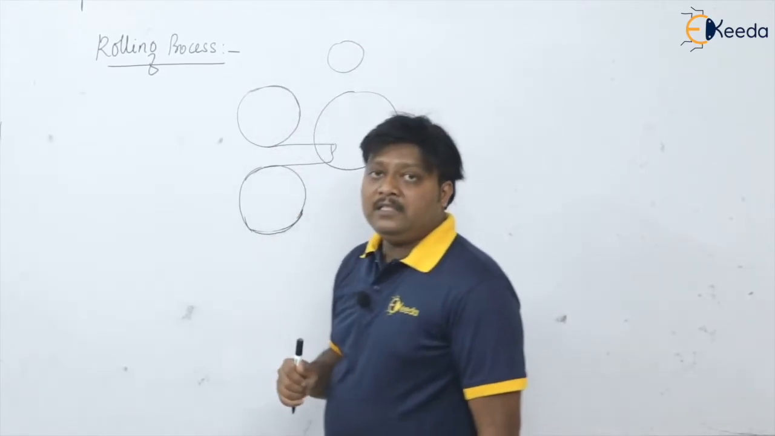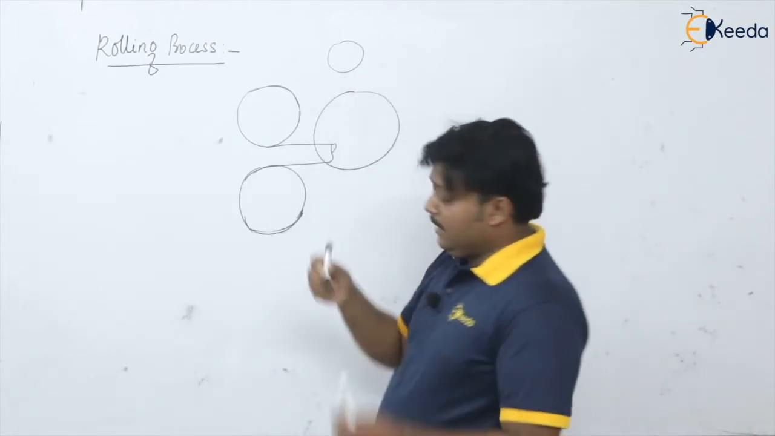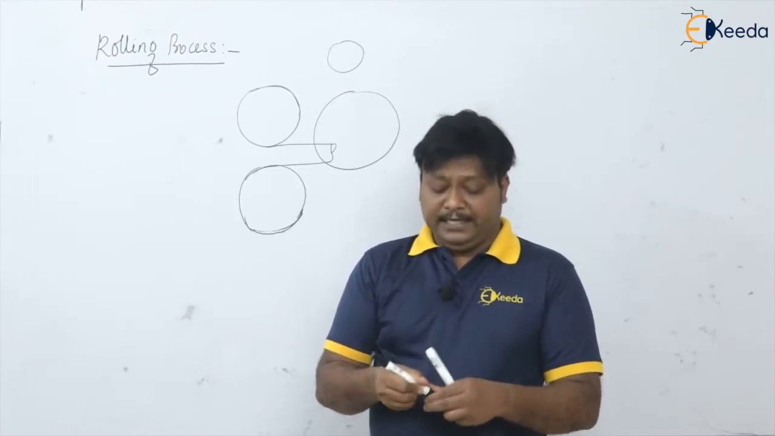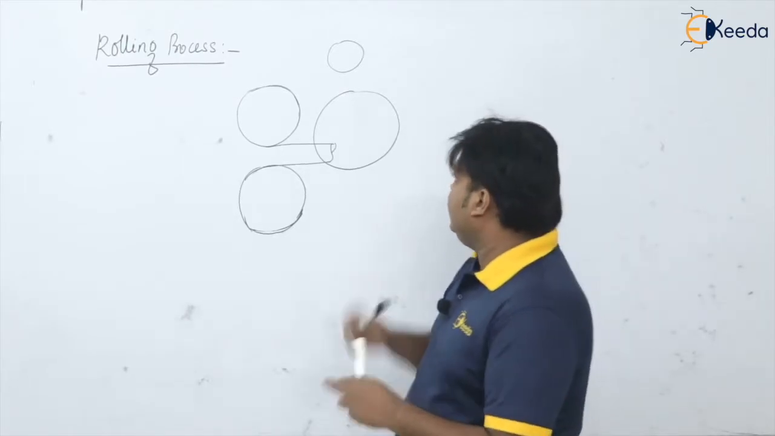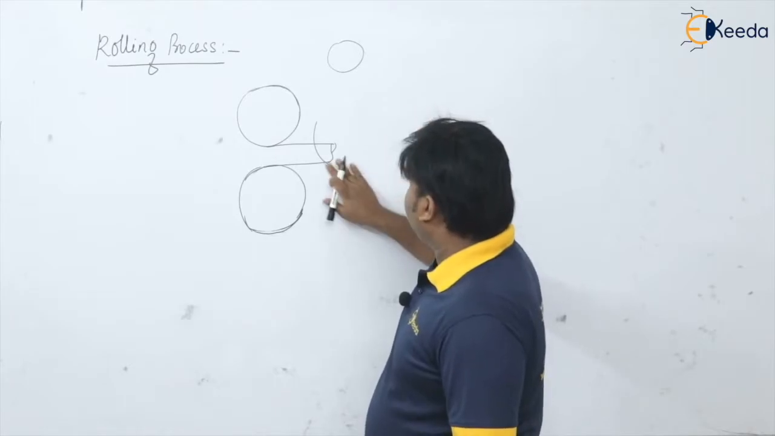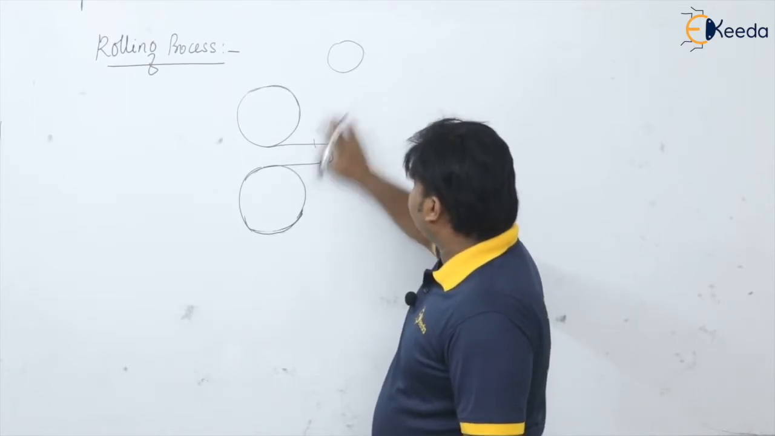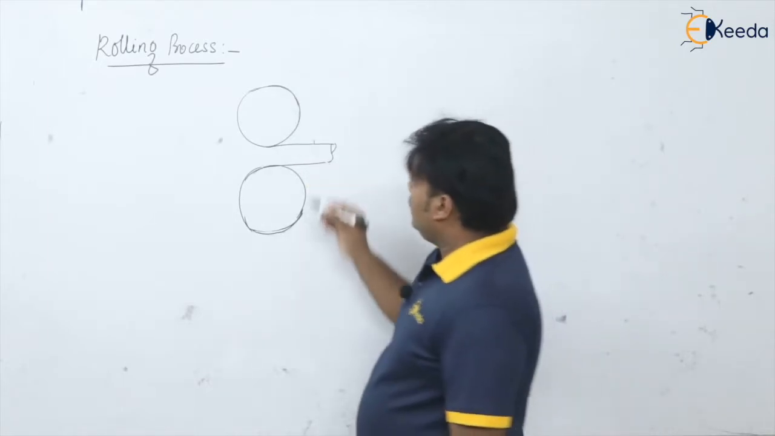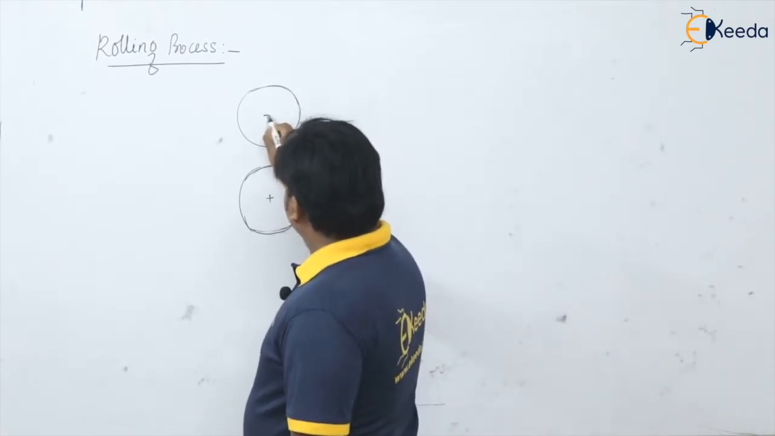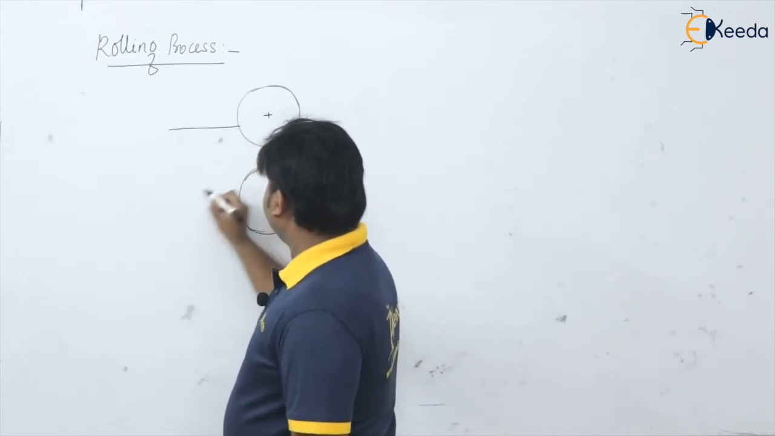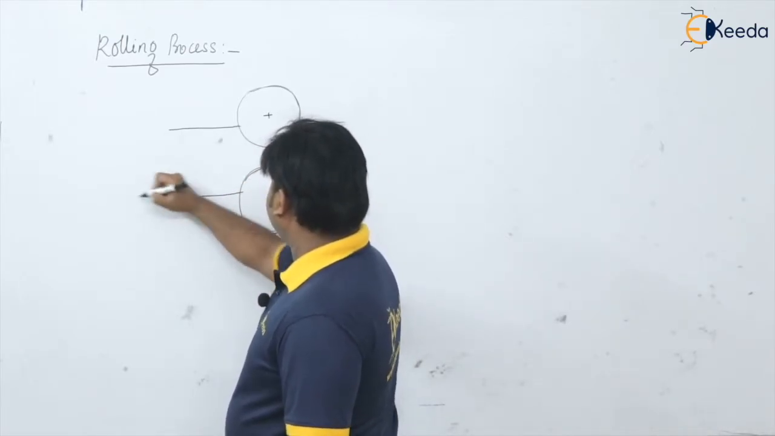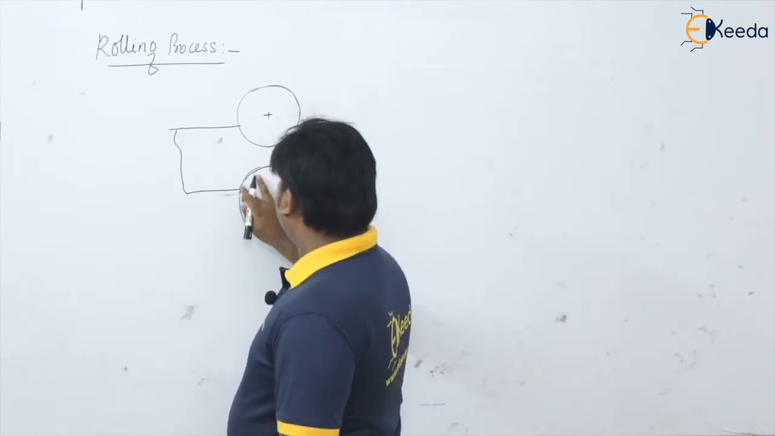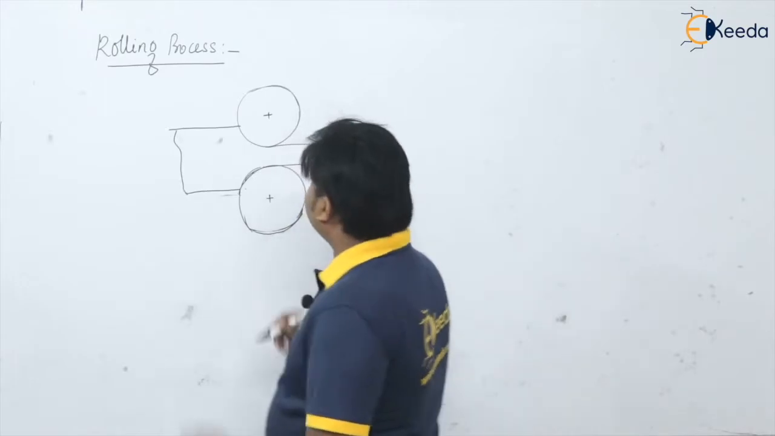What will happen if you are using such kind of rollers? Then there will be bending of the plate, not any deformation. Please keep it in mind. So again, they should have the same velocities also. Say this is the material that is entering into the roller, and this is at the exit.